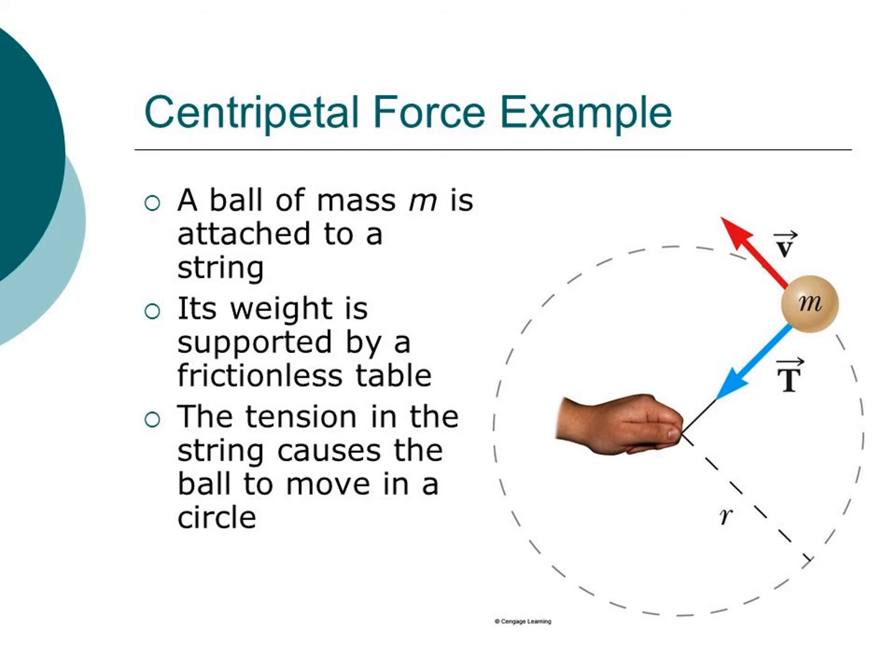This force is called centripetal force. As we have seen in the previous chapter, centripetal acceleration of the particle is equal to v square by r, that is towards the center.